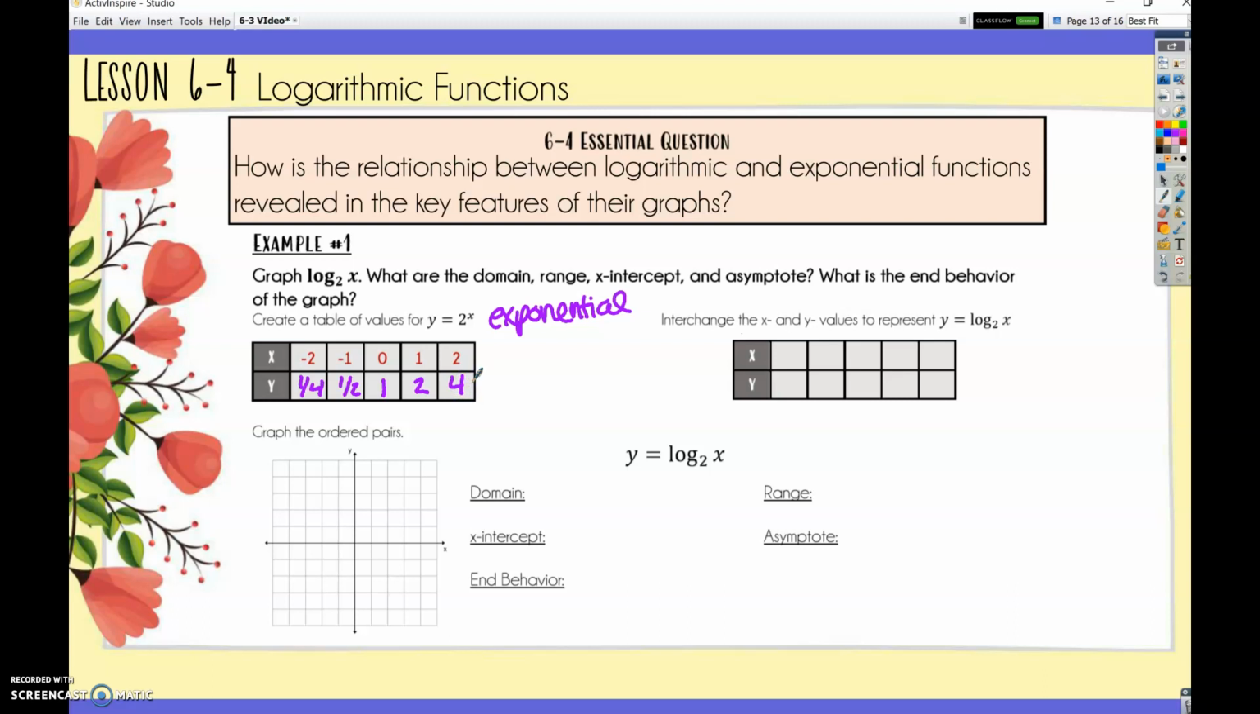We learned in 6.1 that if they're inverses of each other, you reverse or flip-flop the x and y values. So I'd have 1/4, 1/2, 1, 2, and 4, and then my original x values now become my y values: negative 2, negative 1, 0, 1, 2. If you were to plug these x values in here that are purple on the second table, so if I put a 4 here, that would say 2 to what power makes 4? 2 to the second power. That's what this red 2 means. 2 to the second power would make 4.